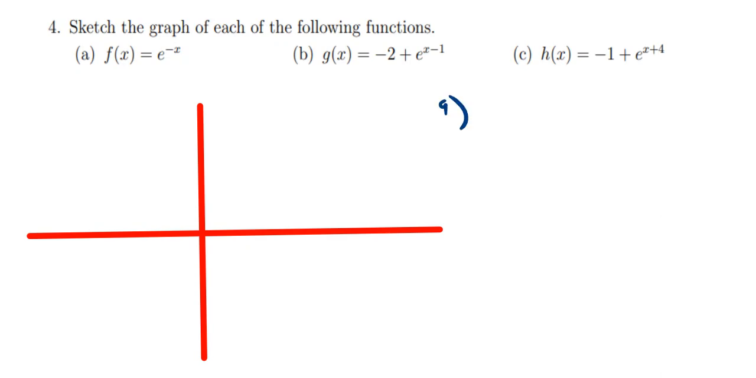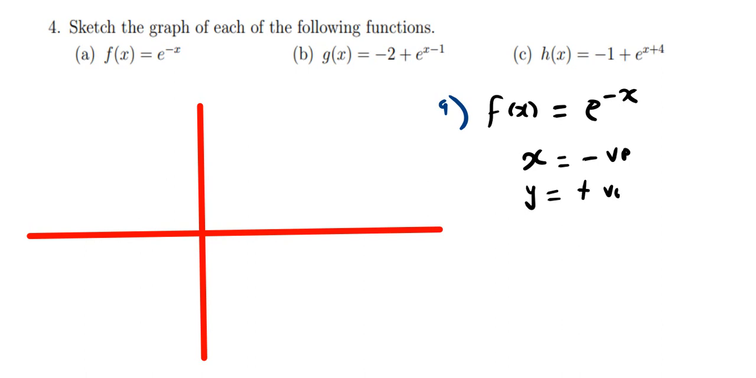So A, we are saying f of x is equal to e to the power negative x. Now we also have to use the same principle: the value of x and the value of the whole function. You're able to see that the value of x is negative, so we are going to the negative values of x. Then what about the values of y? The value of f of x, the value of the whole function, is positive.